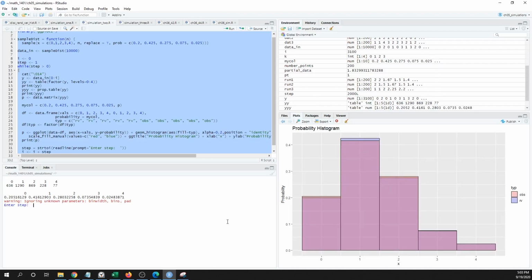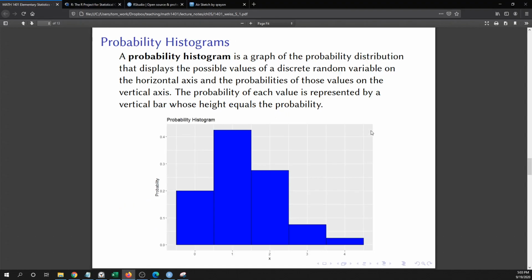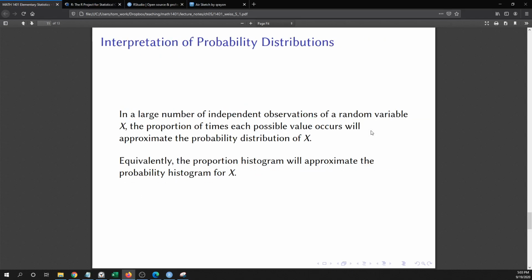So that's what we're getting at here in this slide: if you make a large number of independent observations of a random variable, the proportion, that is the number of times the value occurred divided by the total number of times you repeated the experiment, those values will approximate the probability distribution.